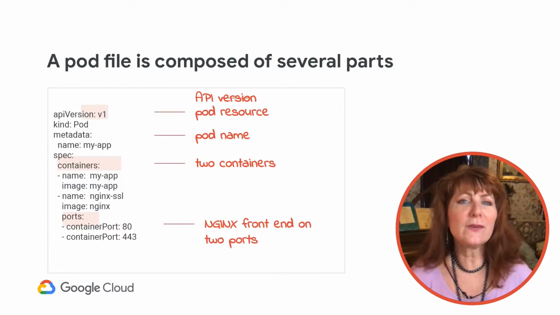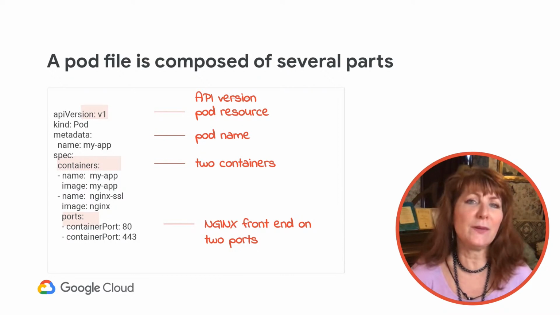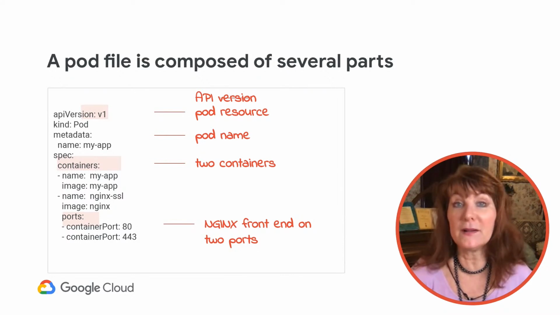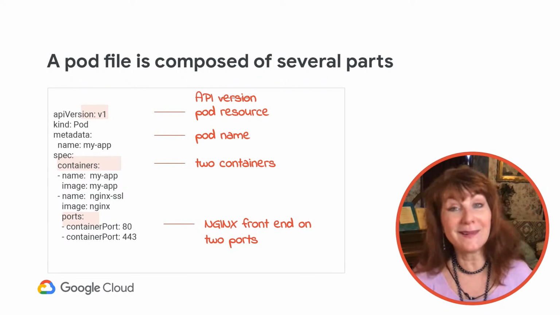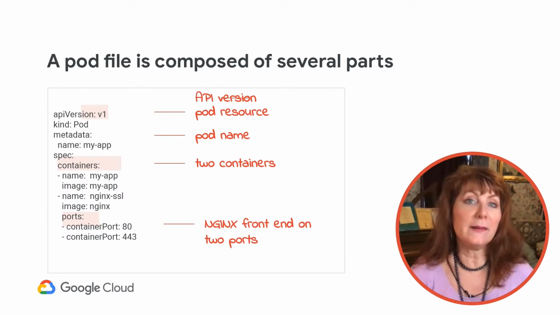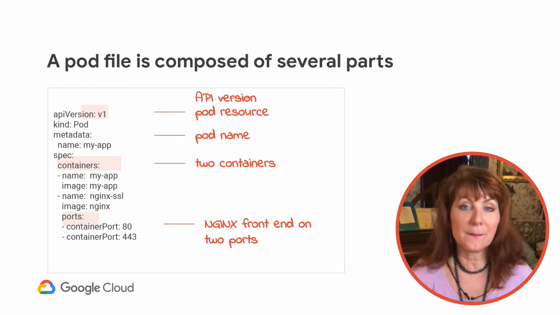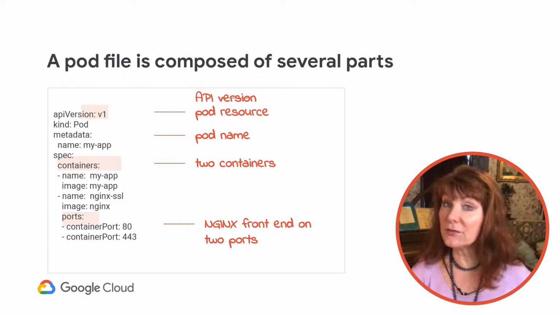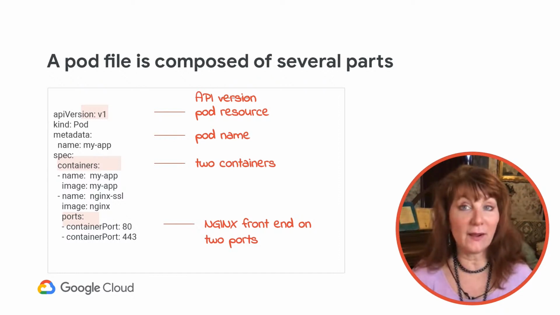So going back to the definition that we had before, remember a pod file is composed of several different parts. We have things like the API version, as we mentioned, the resource kind, in this case it's a pod, some metadata including pod name, as well as things like a list of containers. So in our case here, we have two containers listed, My App and Nginx.